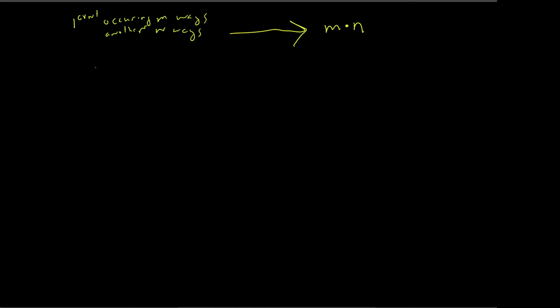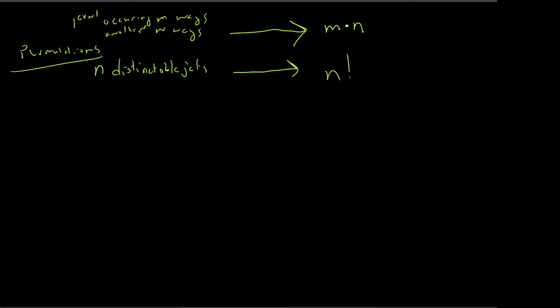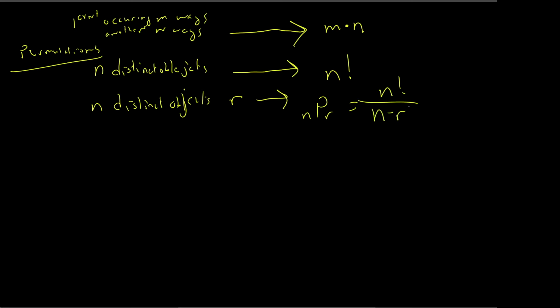Now, if you have n distinct objects and you want how many ways you can arrange them, what's called permutations, then that's n factorial. If you have n distinct objects and you take r at a time, then that's n permutations r, or n pick r, as I mentally tell myself. That's n factorial over n minus r factorial.